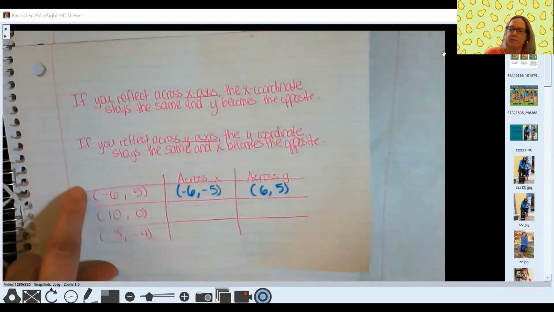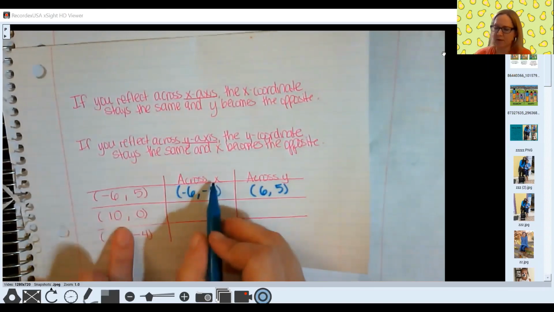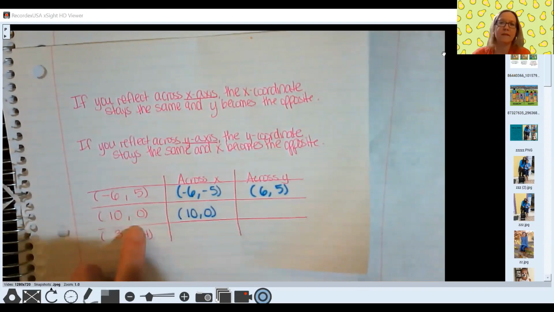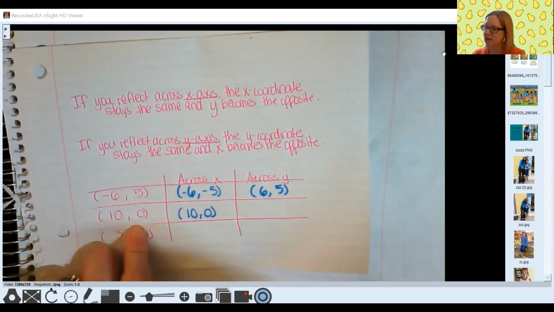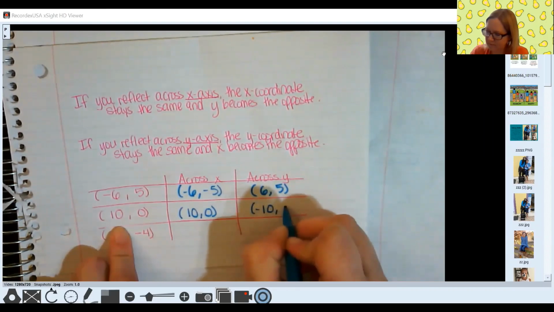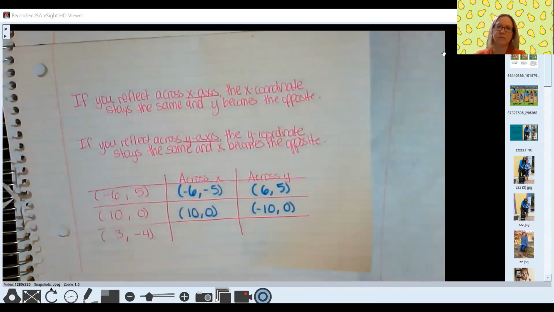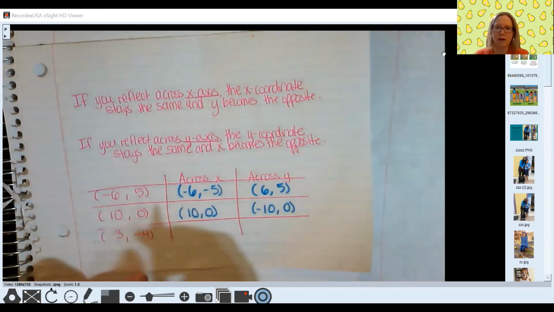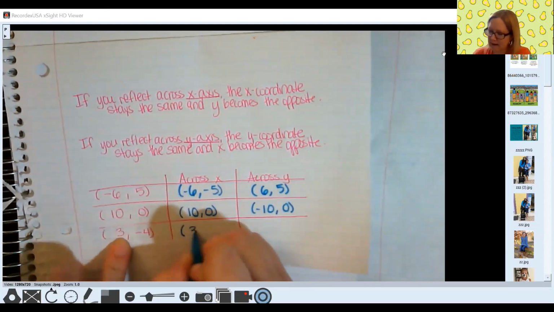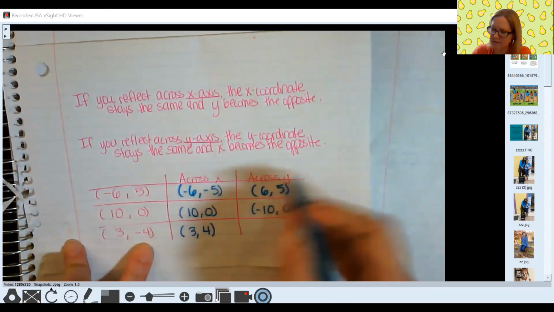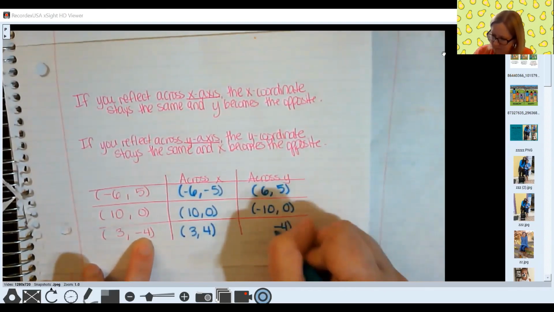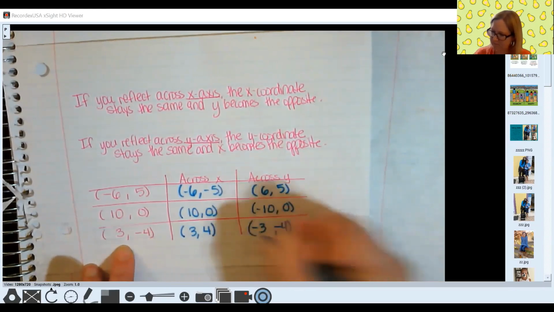All right, so for the next one, if I reflect across x, that's going to be 10, 0, because the opposite of 0 is 0. Okay. If I reflect across y, I have -10, 0. All right. On the last example here, if I reflect across x, remember that x stays the same, y becomes the opposite. If I reflect across y, y stays the same, and x becomes the opposite. Alrighty?